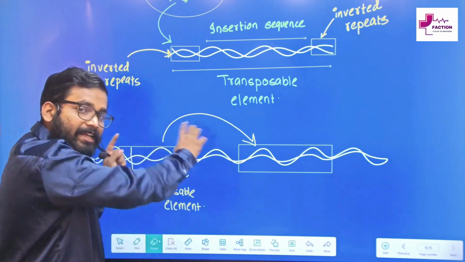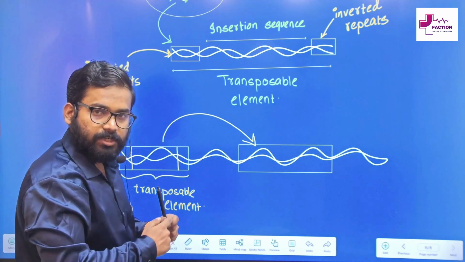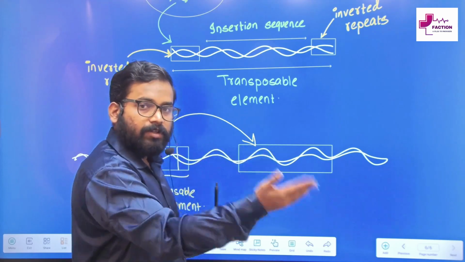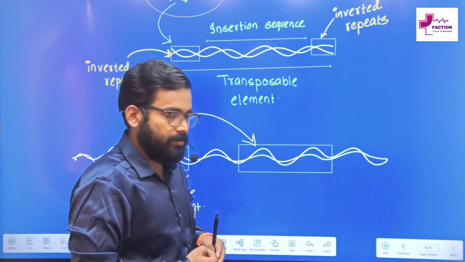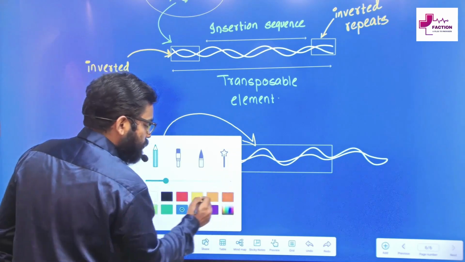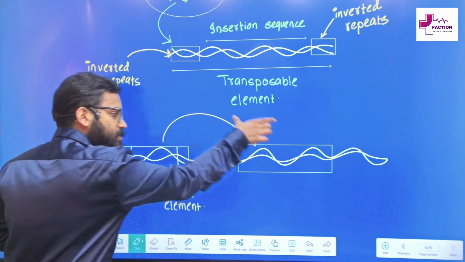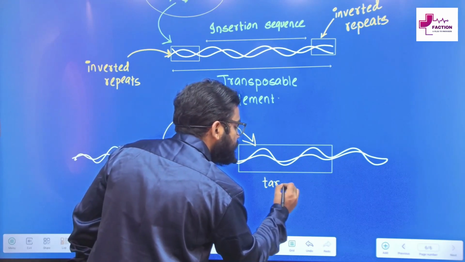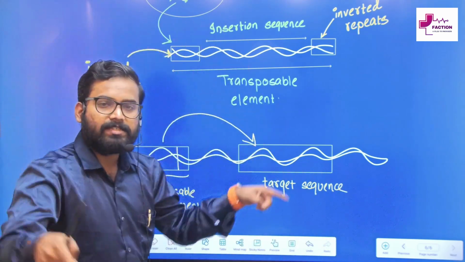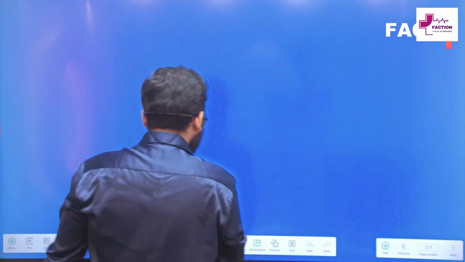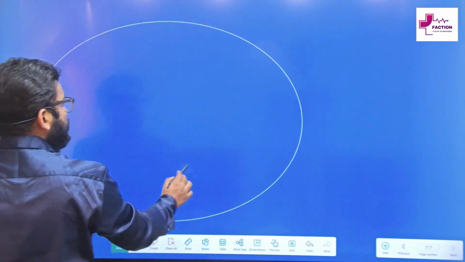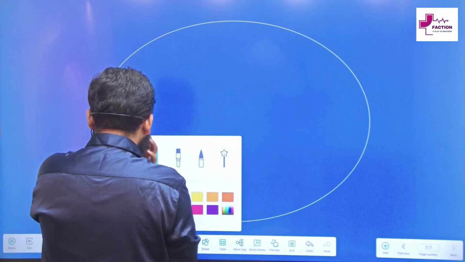If it does not create any copy, that one we call non-replicatory transposition, and if it creates a copy here and sends another copy somewhere else or in a distant area, it will be called replicatory transposition. Now this area where this sequence will go is called the target sequence. Let me show this entire thing in a big cell of bacteria. It will be more helpful. This part is very important to understand this actual process.